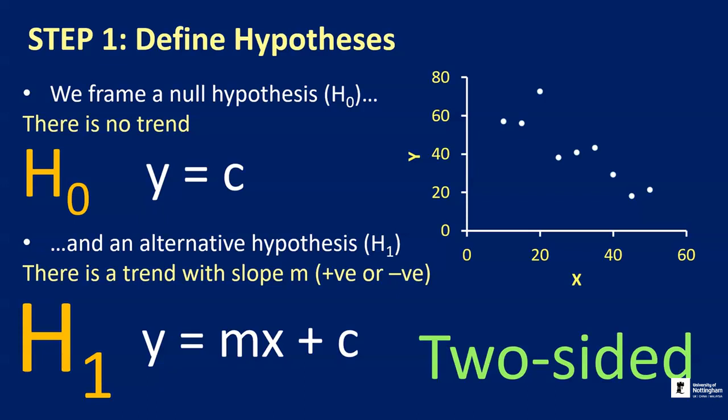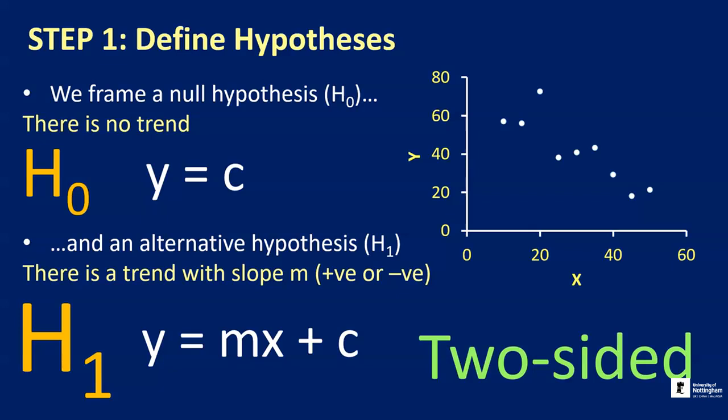And there is always a mutually exclusive alternative hypothesis to go with your null hypothesis. In this case, the alternative hypothesis, as we call it, is a familiar looking equation, hopefully, for many of you. You've probably encountered this equation at school. Y equals mx plus c is the equation of a straight line on a graph, a straight line between x and y, where m is the slope, so determines whether you've got a positive or a negative relationship, and c is the intercept.